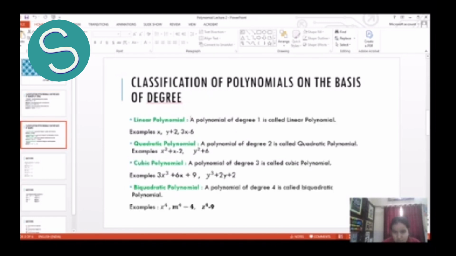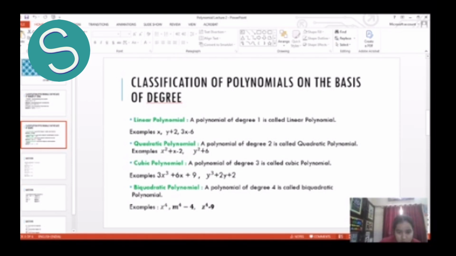Next, classification of polynomials on the basis of degree. So a polynomial is called linear polynomial if it is of degree 1. Before that I want to explain कि डिग्री क्या होती है पॉलिनोमियल की. जो उसमें हाईएस्ट पावर होती है वेरिएबल की वही उसकी डिग्री होती है. सो अगर कोई पॉलिनोमियल है जिसकी हाईएस्ट डिग्री 1 है तो उसे हम लीनियर पॉलिनोमियल कहते हैं.